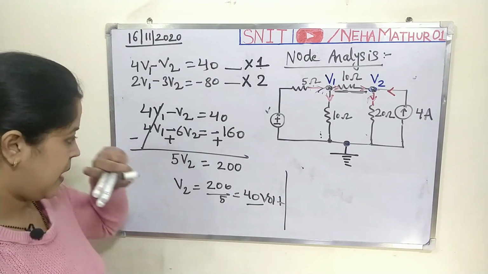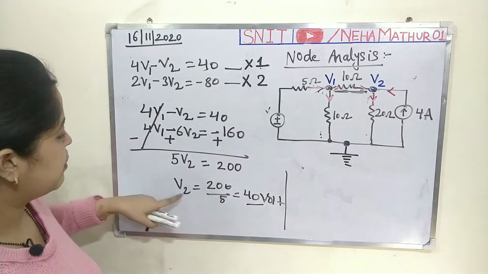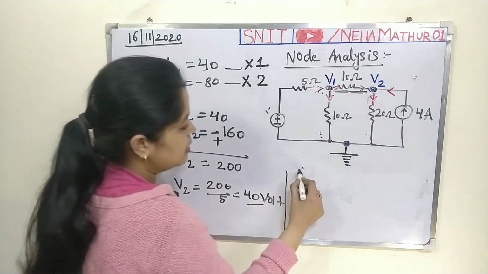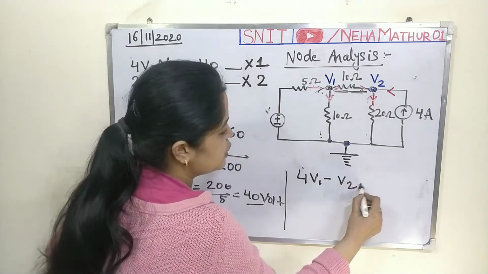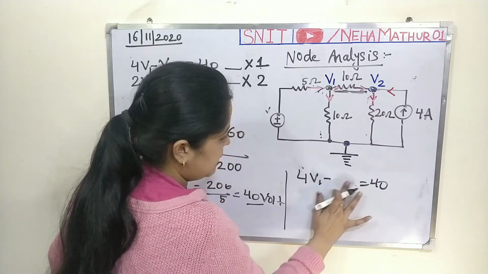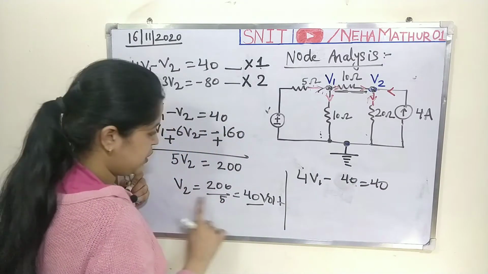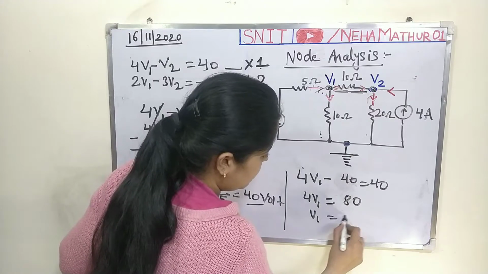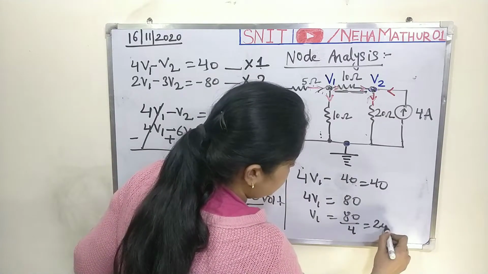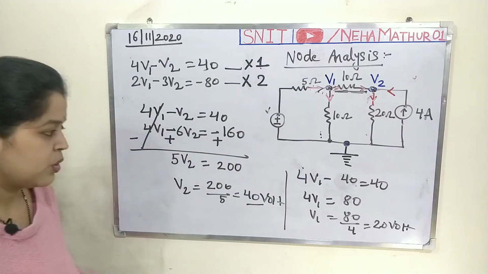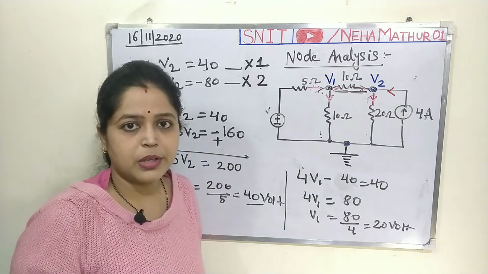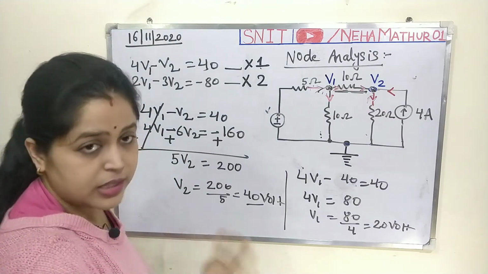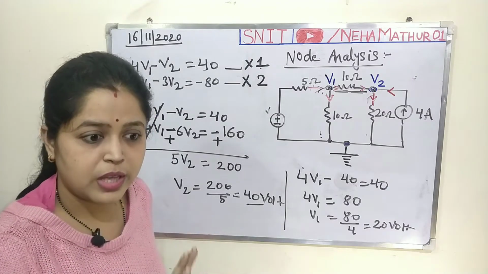Now you can calculate the value of V1 just by putting the value of V2 in any of these two equations. I am taking equation 1, which is 4 V1 minus V2 is equal to 40. Here in place of V2 I am putting 40 because V2 is equal to 40. So it will be 4 V1 is equal to 80. So your V1 is equal to 80 upon 4, that means 20 volt. Fine. So now, after the fourth step, you have both the values V1 and V2. You get these two values just by solving both the equations.